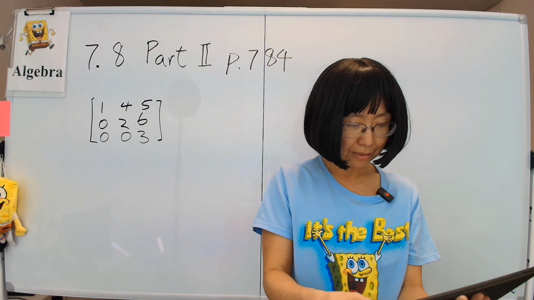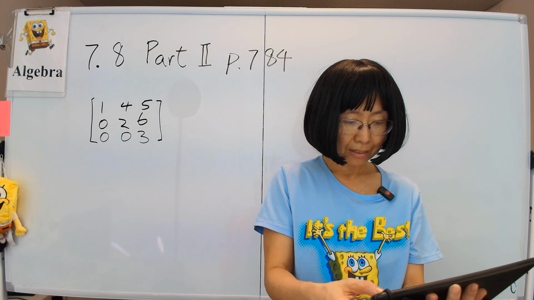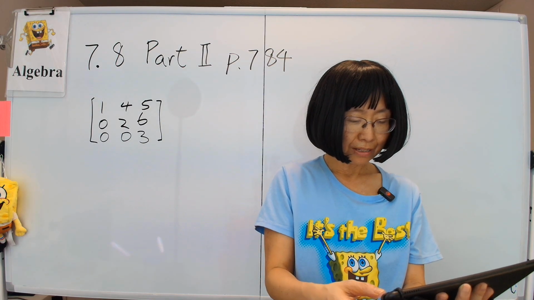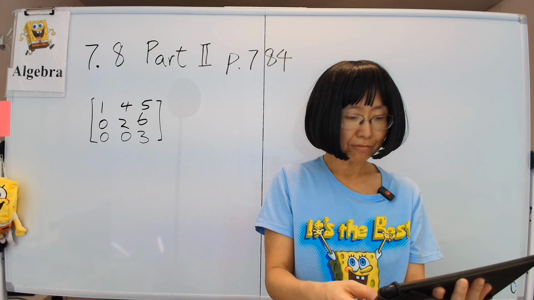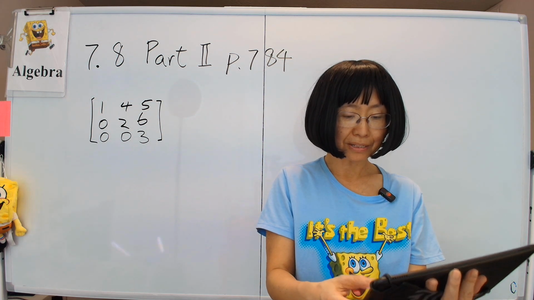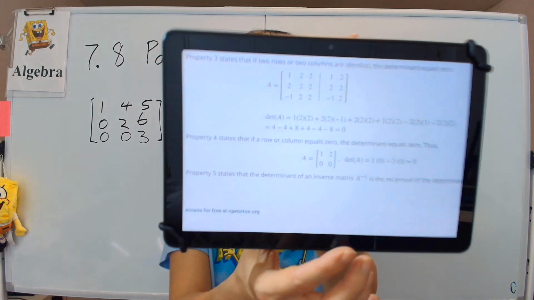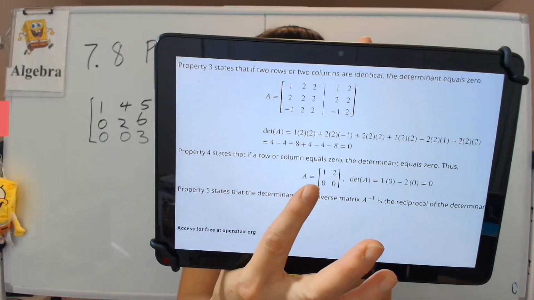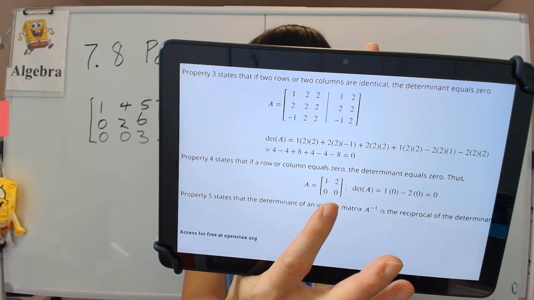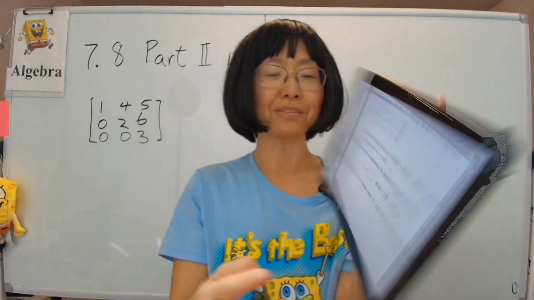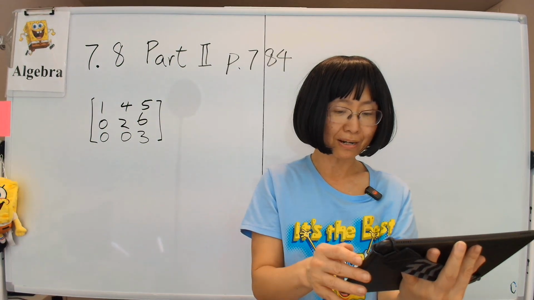And next, let's look at property 4, which says that if a row or column is 0, the determinant is 0. That's the most obvious one, okay? Because for the determinant you have to do that cross multiplying, and you're multiplying by zeros all the time. So everything just falls apart and becomes 0.